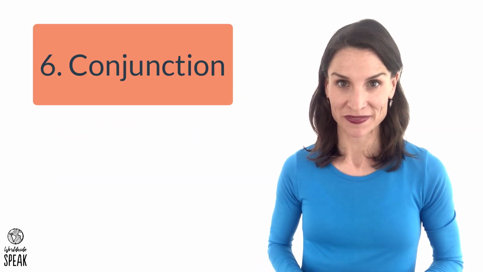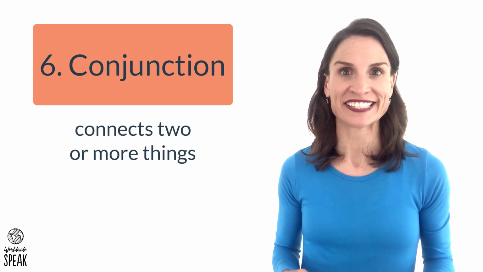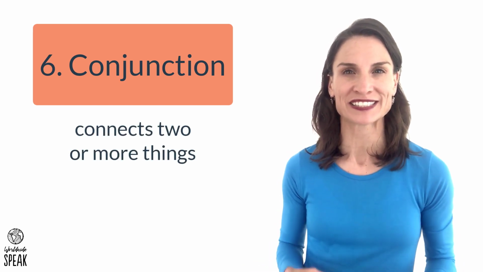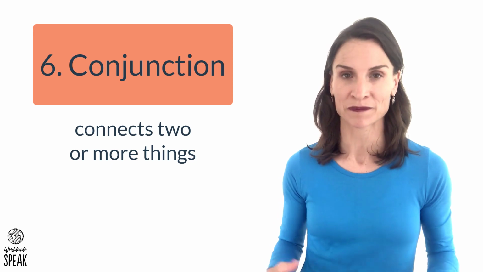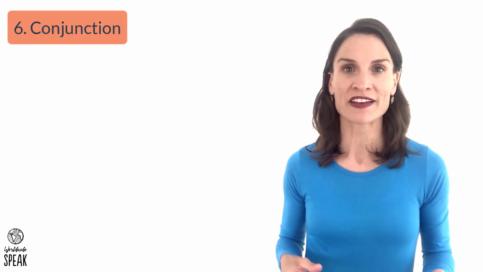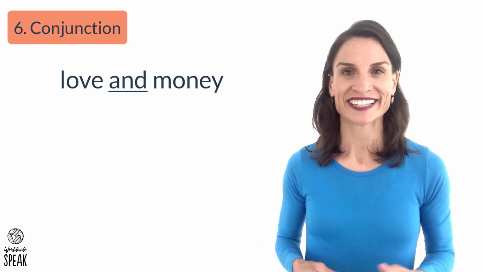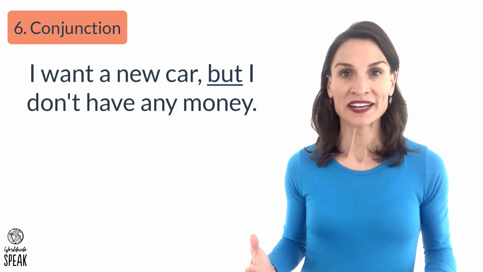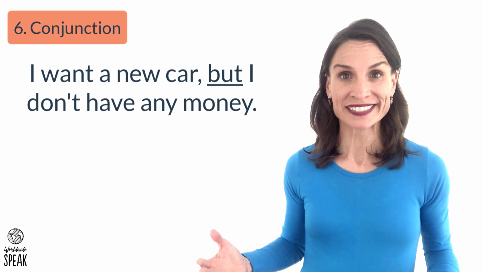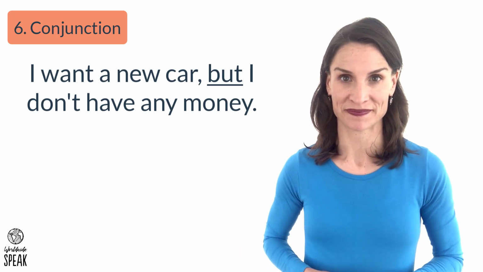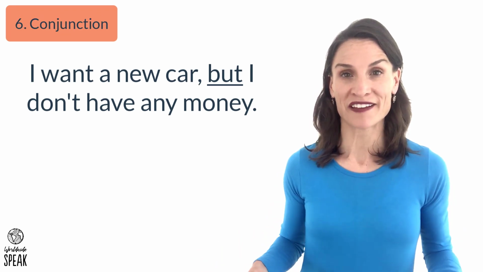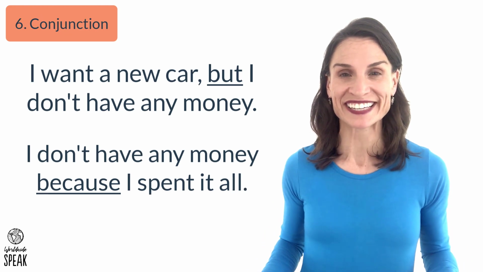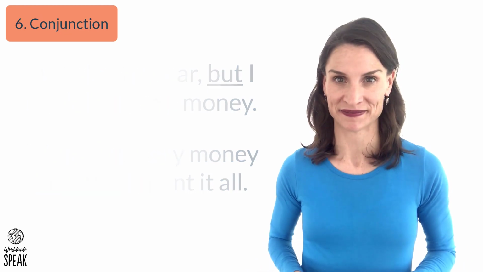Number 6 is conjunction. A conjunction is a connector. It connects 2 or more things. For example, love and money. Yes or no. I want a new car, but I don't have any money. I don't have any money because I spent it all.